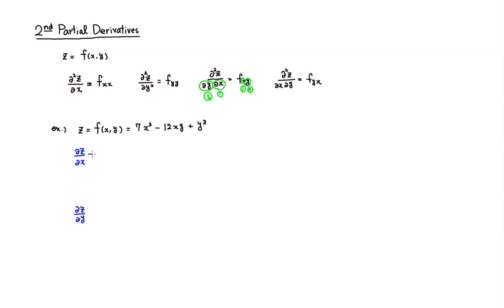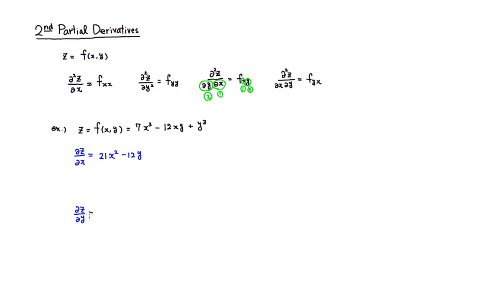With respect to x, y is a constant. The derivative of 7x cubed is 3 times 7, which is 21x squared. Here, negative 12y is a constant, so the derivative of x is 1, so you have negative 12y, because that's just a constant. Here, if you take the derivative of a constant, it's 0, so it goes away. So this is the partial with respect to x.